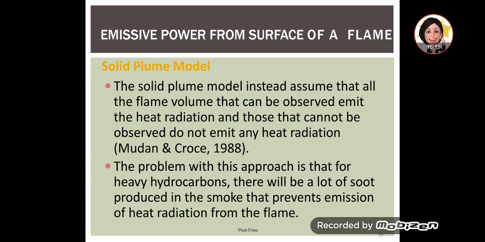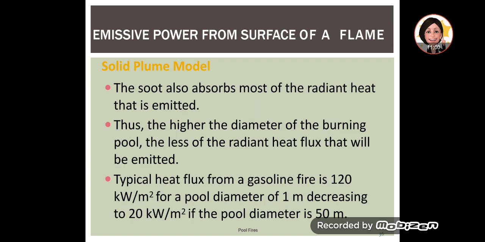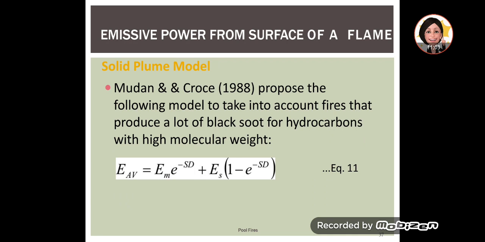The problem with this approach is that for heavy hydrocarbons, there will be a lot of soot produced in the smoke that prevents emission of heat radiation from the flame. So in actual fact, heavy hydrocarbons will have less heat radiation than what is calculated in the model, because the soot will prevent the heat radiation, as there is too much carbon. When there is too much carbon, the fire cannot occur. Okay, so this is the equation for the solid plume model.